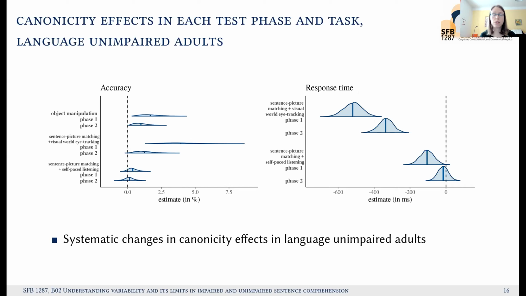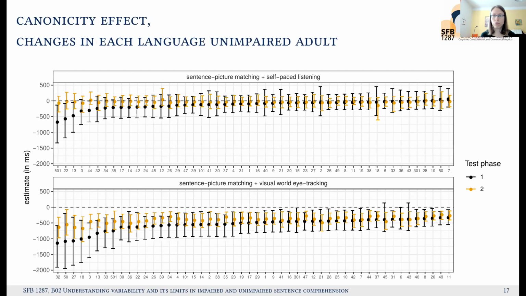Now, these are the results for the group level, and we were also interested in whether these results are driven by single participants acting in a specific way. And this is what I show you here. So these are the random effects of each of our participants. On the x-axis, you can see all of the 50 participants in the database. And on the y-axis, you can see the estimated canonicity effects.